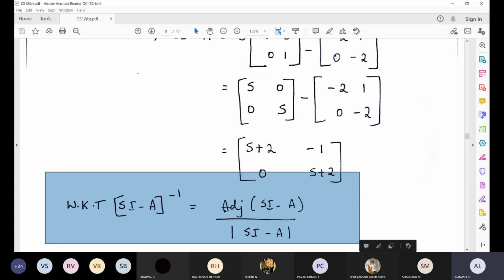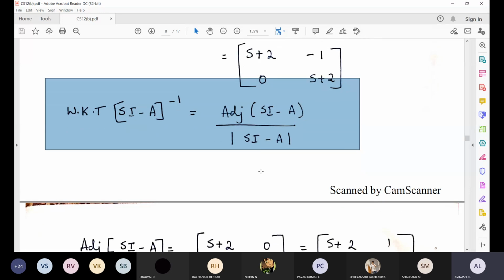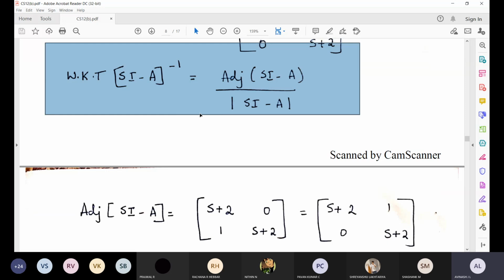In matrix form, (sI - A) inverse will be equal to what? The adjoint of (sI - A) divided by the determinant of the matrix (sI - A). So the adjoint will be of (sI - A) and the determinant will be of (sI - A). So we have to find these out.